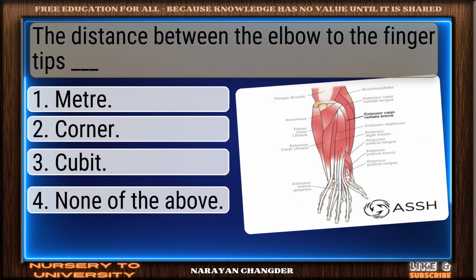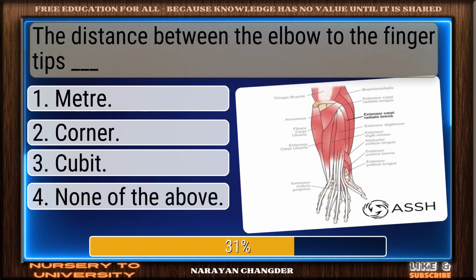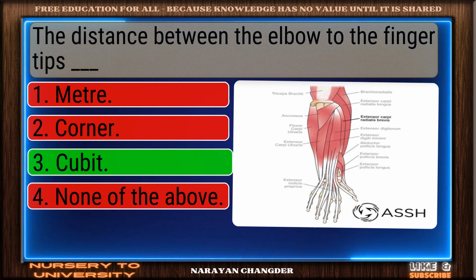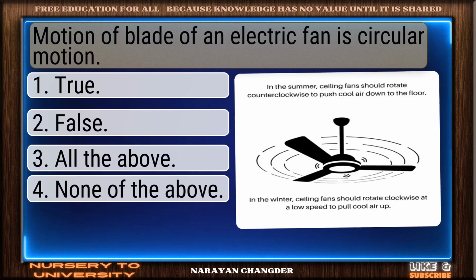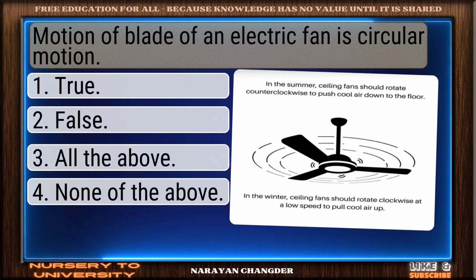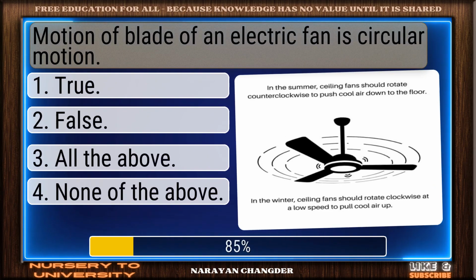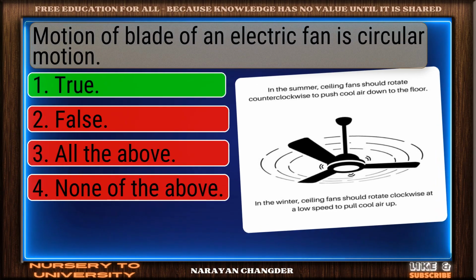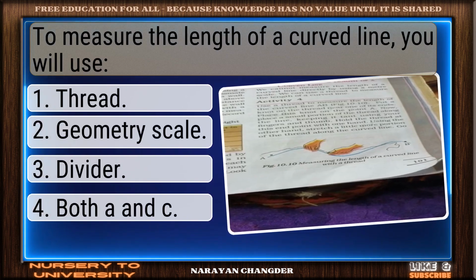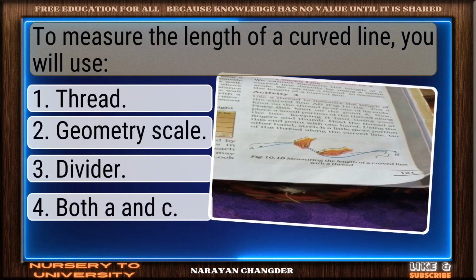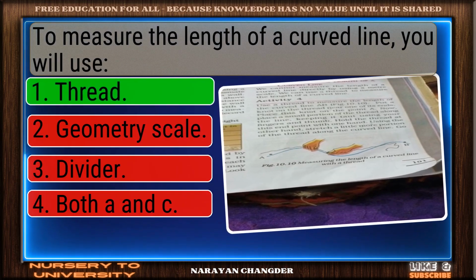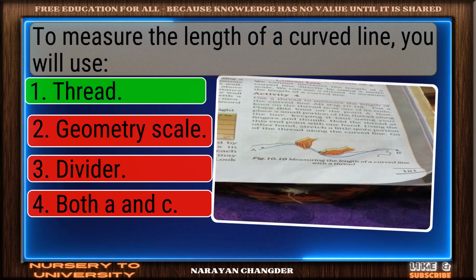The distance between the elbow to the fingertips dash. Correct response. Cubit is the most accurate answer. Motion of blade of an electric fan is circular motion. You're right. True is the correct answer. To measure the length of a curved line, you will use. You got it. Your choice thread is right.